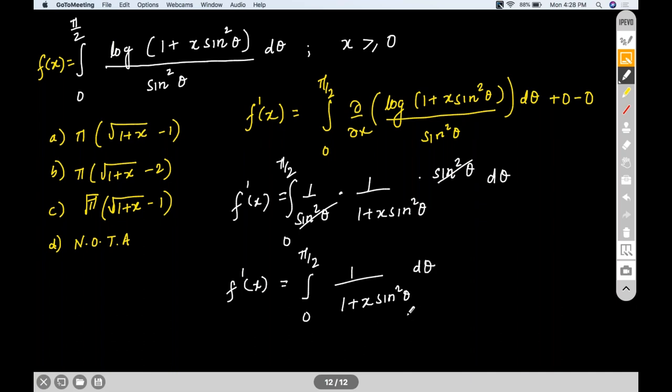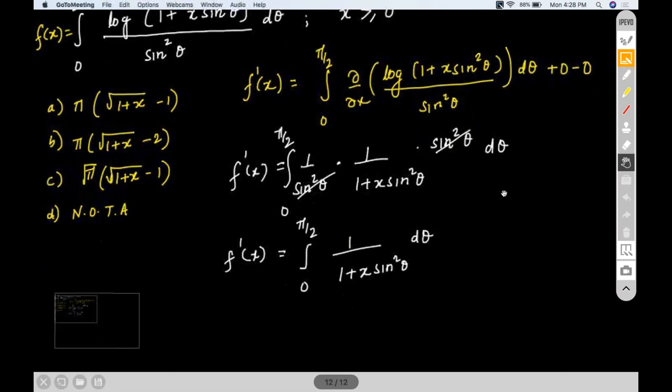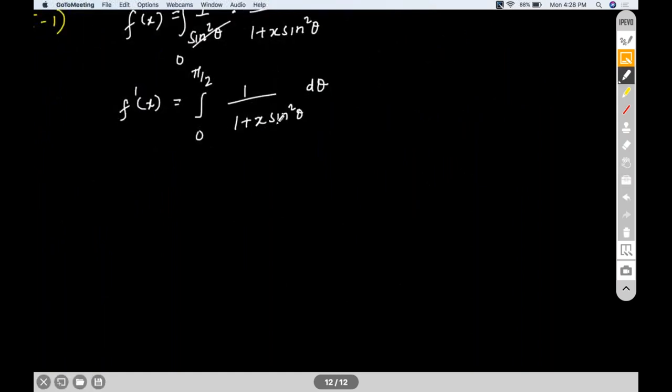Right? Now how do I integrate this? There are a lot of ways. I can divide the numerator and denominator by cos²θ. So 0 to π/2. So let's divide the numerator with cos², so it'll give me sec²θ dθ. This will again give you a sec²θ, and this will give you x tan²θ.